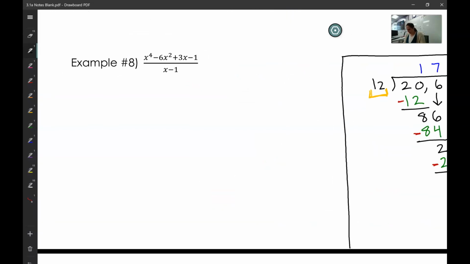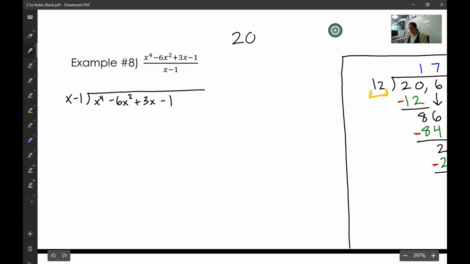Okay, let's do example 8. So, setting up example 8, x minus 1 divided by x to the 4th minus 6x squared plus 3x minus 1. And I have actually already made a mistake, and here's why. You might have remembered last chapter we talked about placeholders. A placeholder, such as with 2020, is a 0 that's holding the place. It doesn't mean anything, but I still need it there. I can't write 2020 as 22.